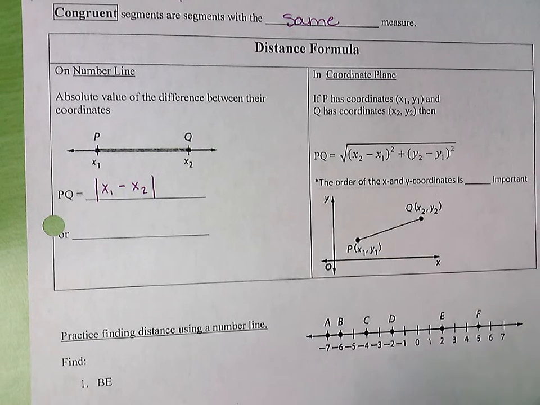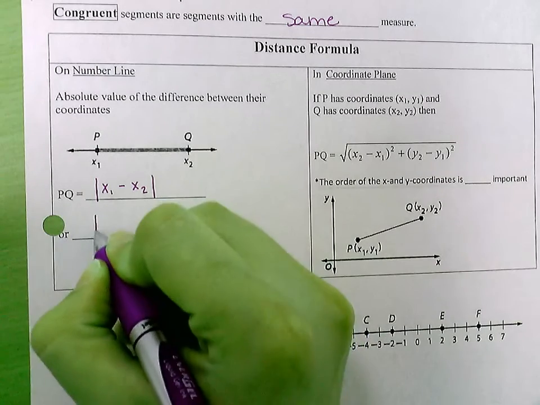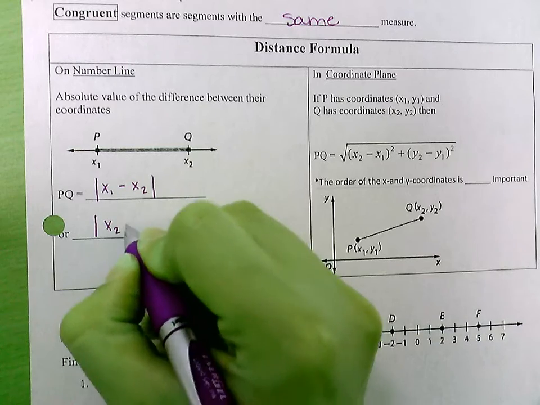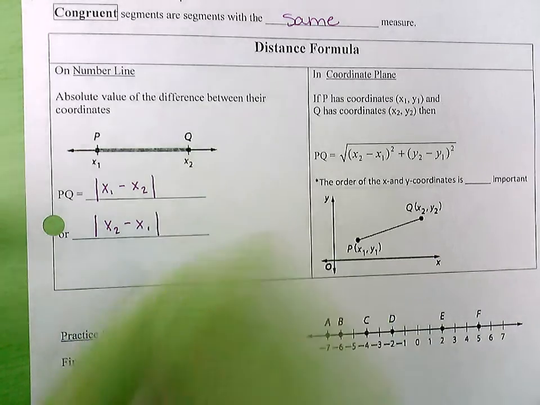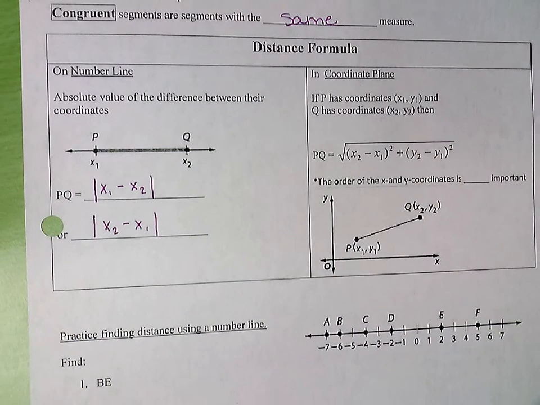Or the order doesn't matter for a number line. You could also have the absolute value of x sub 2 minus x sub 1. Okay, you're going to get the same answer. Now we do want it to be absolute value because your distance is always positive. Okay, you're traveling somewhere, it's going to be positive. Even if you're going in reverse, you're still traveling. That's still a distance. It's going to always be positive. You should not get a negative.